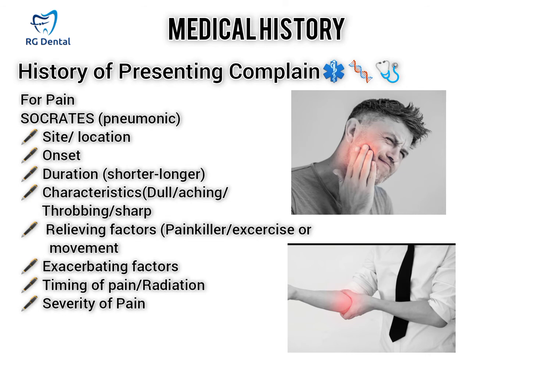For the site, you have to ask the patient what is the exact location of the pain, and use the chronological order for the different sites of the pain and the duration of the different sites. Then you have to ask the patient the onset of the pain, when it starts, and the duration of the pain, how long you have been having this pain, and the characteristic of the pain, whether it is a dull or aching pain, or a sharp or throbbing pain.